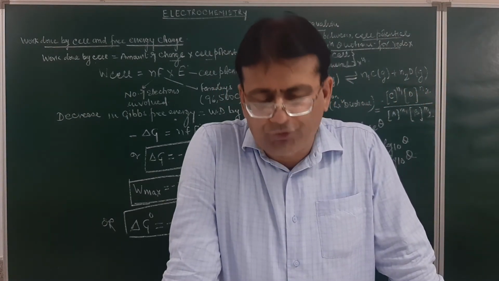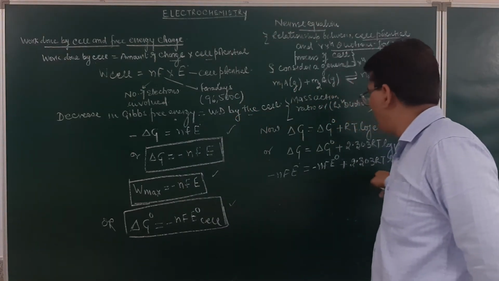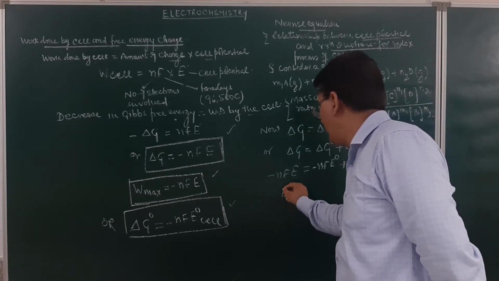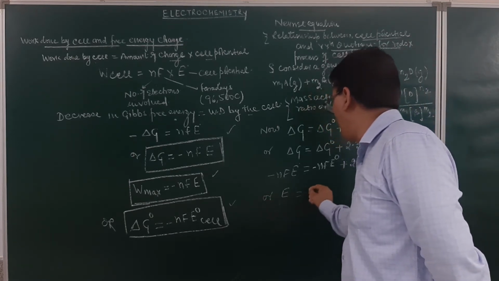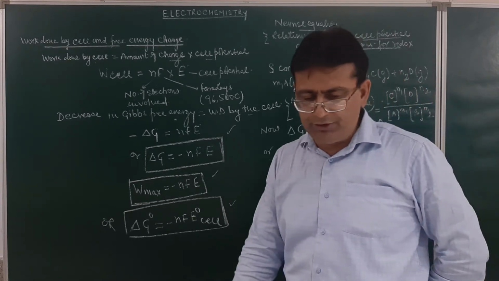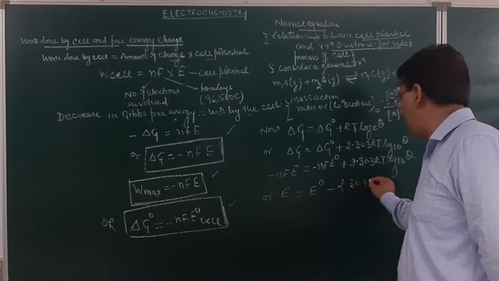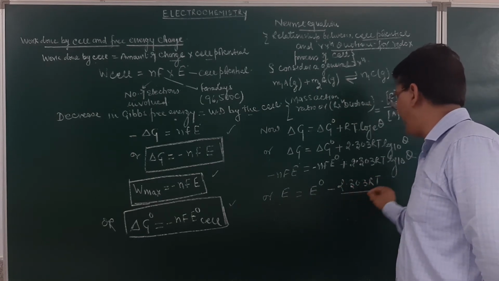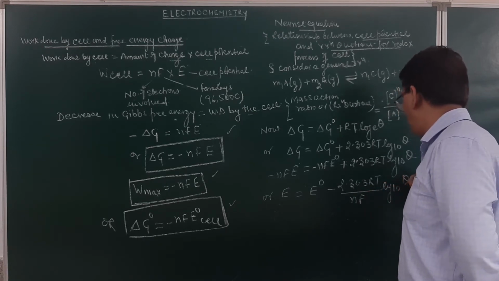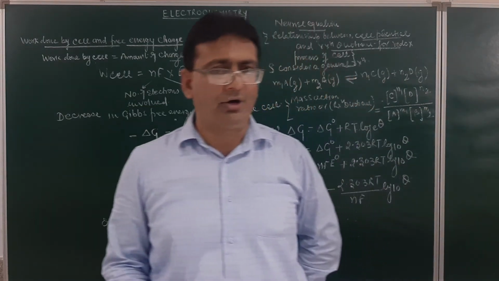Now if we solve this relationship, what do we get? Dividing by NF on either side, we get E will be equal to E naught minus 2.303 RT upon NF log base 10 of Q. Tell me whether I am getting it clear or not.